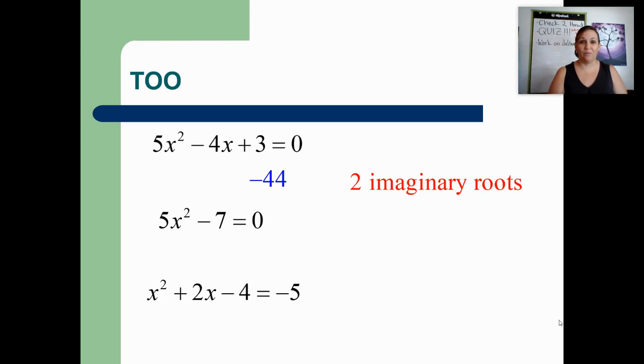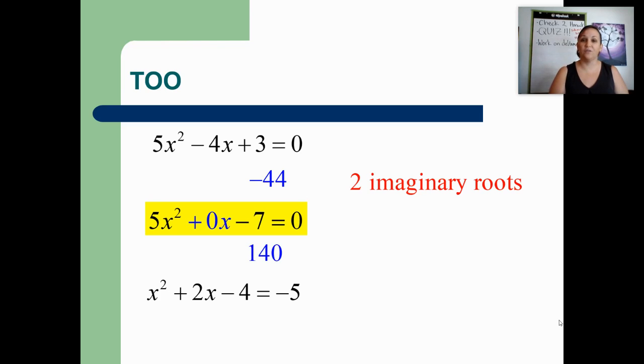For the second problem, make sure that you have the correct number for B and for C. In this problem, we are missing a term. Specifically, we are missing the term with the letter X. That means that in this problem, my letter B is 0. Since the X was missing, we'll use 0 for B. The negative 7 is C because the negative 7 is a constant. So make sure that you use the right numbers. If you did your calculations correctly, you should have gotten 140 for your discriminant.